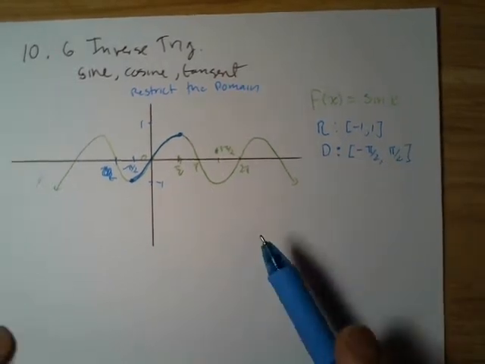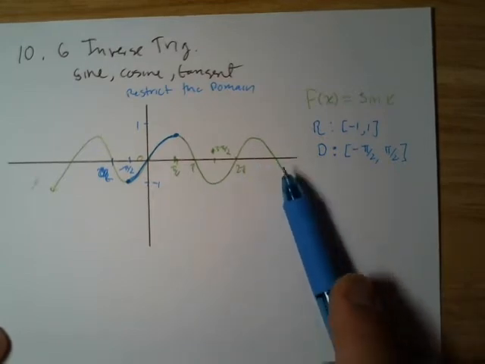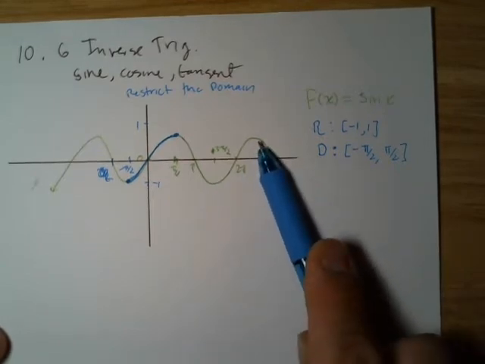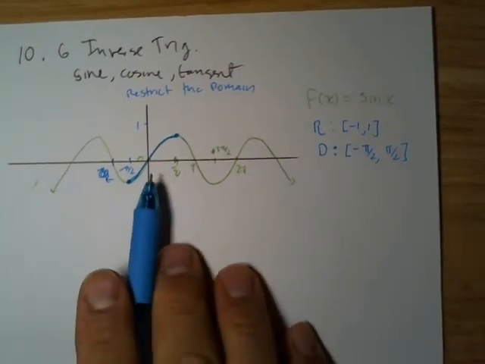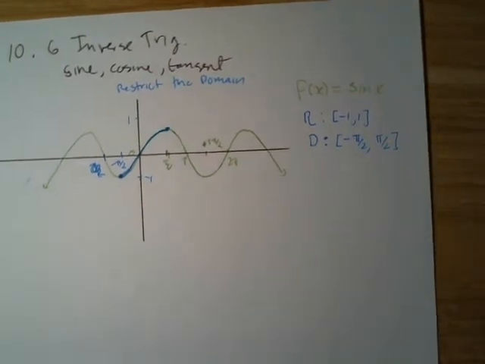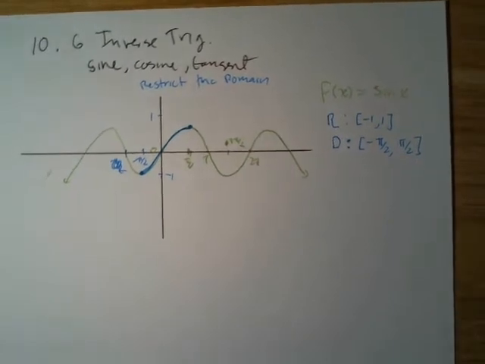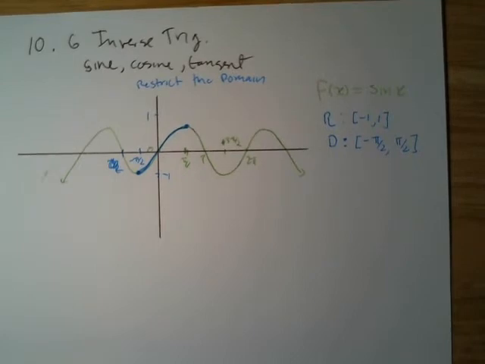Notice we could have chosen from 3 pi over 2 all the way up to 7 pi over 2, but again, we chose this one right here. When you use your inverse in your calculator, and again, we'll talk later about how to use your calculator to calculate the inverse, it takes into account this restricted domain.